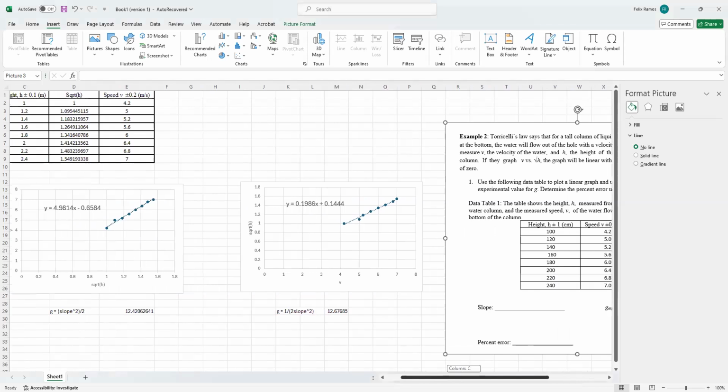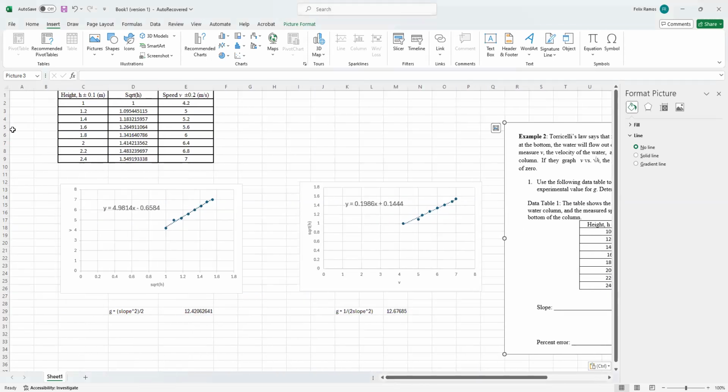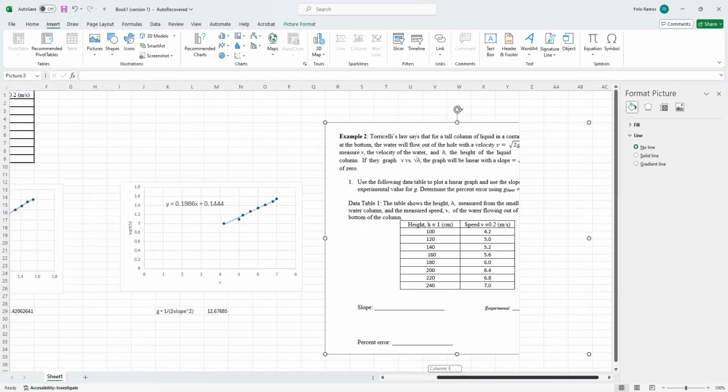So that was what I did over here in this table. I just divided by 100, and then I found that now my height is in meters. And the speed is just the original values given in the table in meters per second. Now, what are we going to really graph? We're going to be graphing the square root of the height versus the speed. Now, something important here.